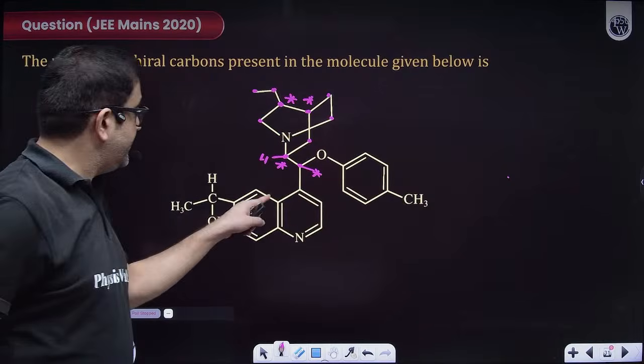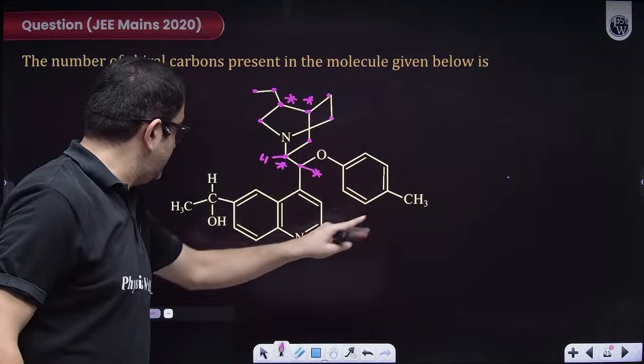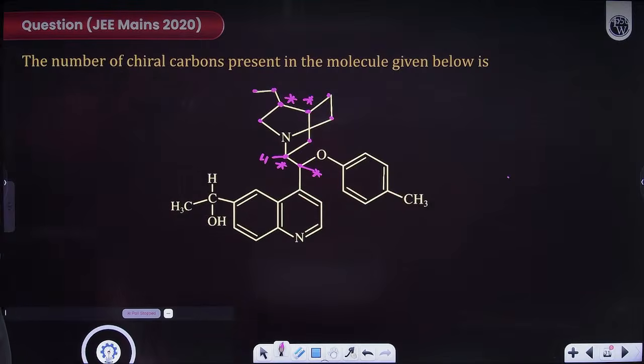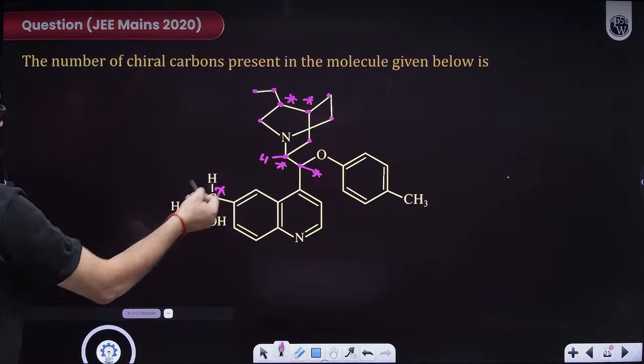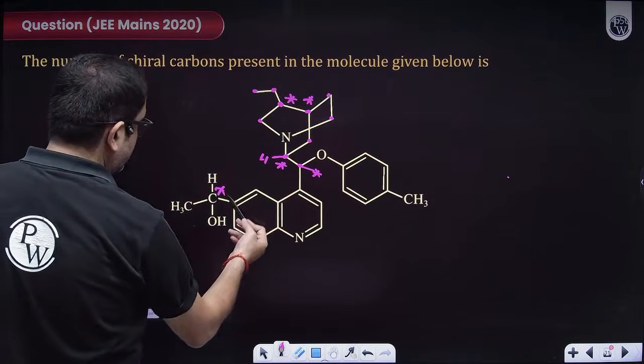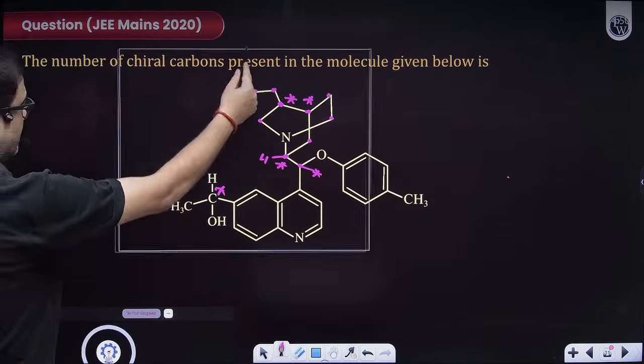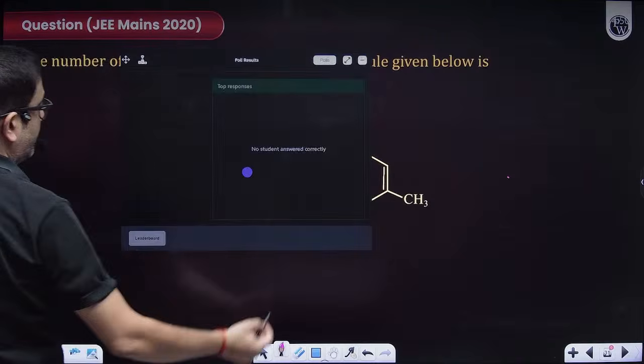Now all benzene, CH3, all benzene. Sir, and this one, sir. Carbon, H, CH3, OH. Okay, so 1, 2, 3, 4, 5, sir. So this is just a visual question, beta, after you gain confidence.